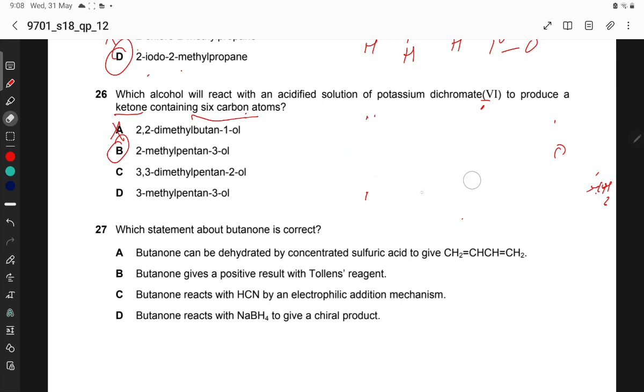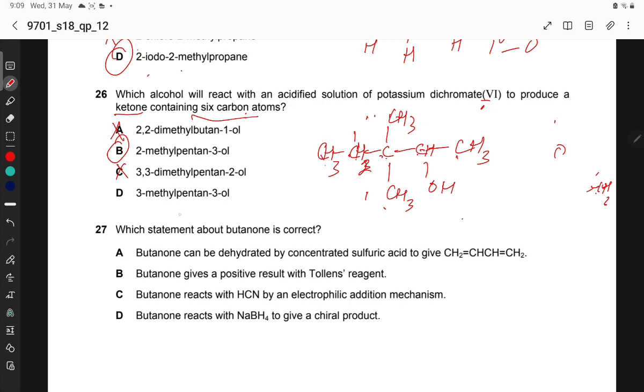Now look at B. 3,3-dimethylpentan-2-ol. 1, 2, 3, 4, OH. 3,3-dimethyl, CH3, CH3, CH2, CH3, CH and CH3. 1, 2, 3, 4, 5, 6 and 7. So there are not 6 carbon atoms, so that's why it is incorrect. And this is pentan-3-ol.